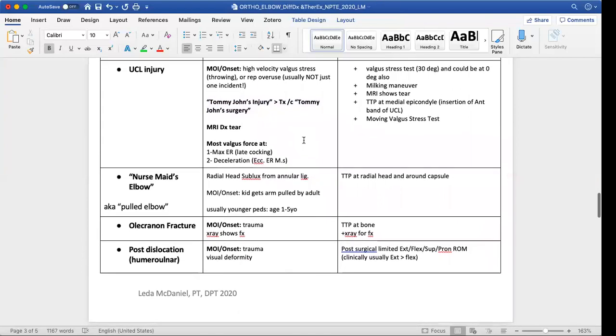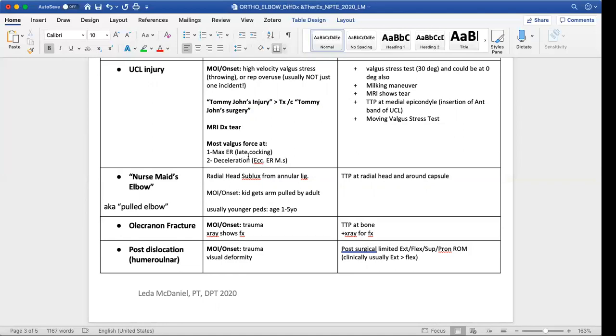To fully diagnose this issue medically, you utilize an MRI because it is a soft tissue lesion. And just to remember within throwing, because throwing is such a common mechanism for this injury, is that this valgus force is going to be very high at the late cocking phase of throwing, but then also the deceleration phase, where you're decelerating with your shoulder external rotators, and that's why I have this in here.